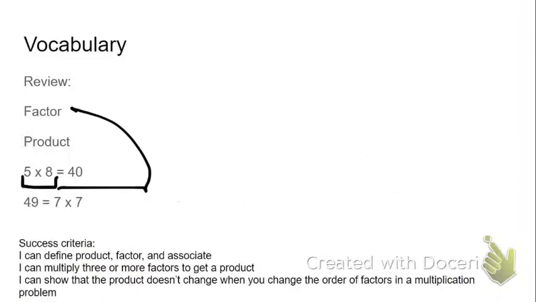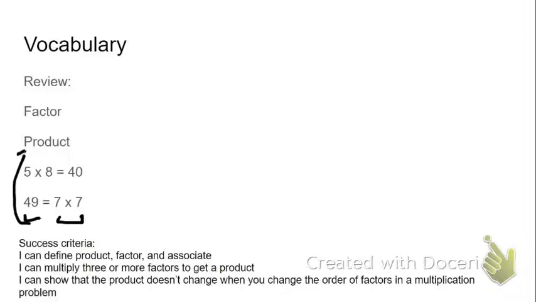Okay, so if 5 and 8 are the factors, 40 is the product, then which number is the product and which numbers are the factors in 49 equals 7 times 7? Well, 7 times 7 is the factors, and 49 is the product. Fun fact, it doesn't matter which comes first and which comes second. The answer to the problem can be on the left and the problem can be on the right, and it still works because this equal sign just means those are the same. 49 is the same as 7 times 7.